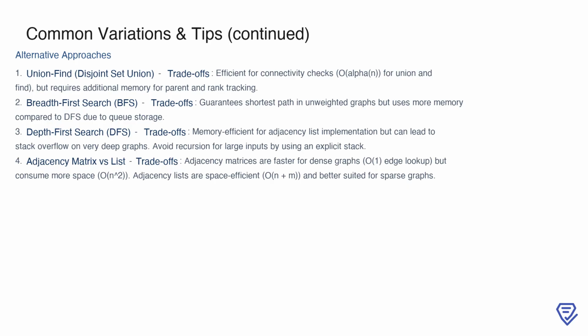Finally, the choice between adjacency matrices and adjacency lists depends on the graph's density. Adjacency matrices provide O(1) edge lookups and are better for dense graphs but consume O(n²) space. On the other hand, adjacency lists are far more space efficient at O(n + m) and are ideal for sparse graphs. Understanding these trade-offs will help you select the best approach for your problem.